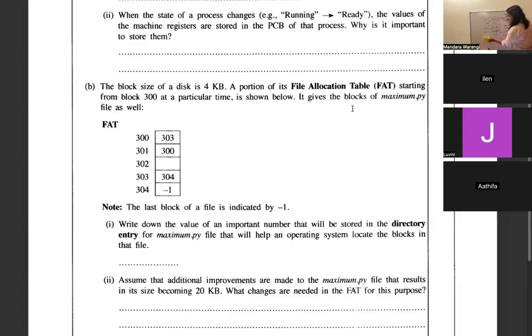If we need to increase this by another 4 KB, this is 16 KB already because each block is 4 KB. So if you need to improve it by another 4 KB, you can add 4 KB. Okay. So we are done with the paper.